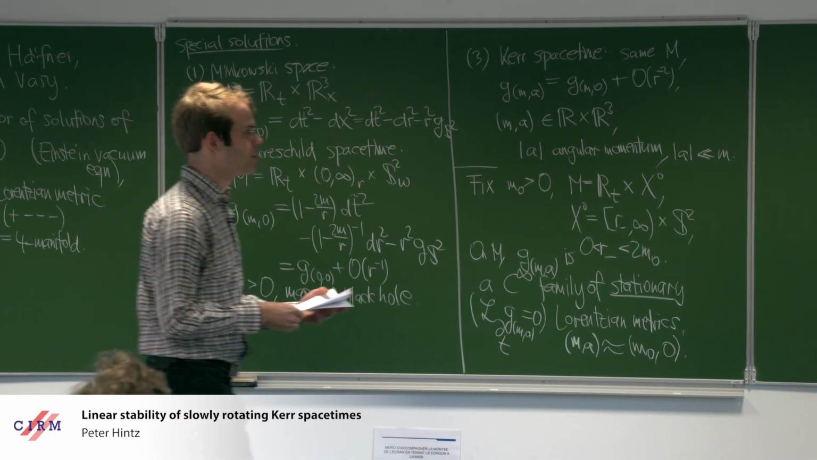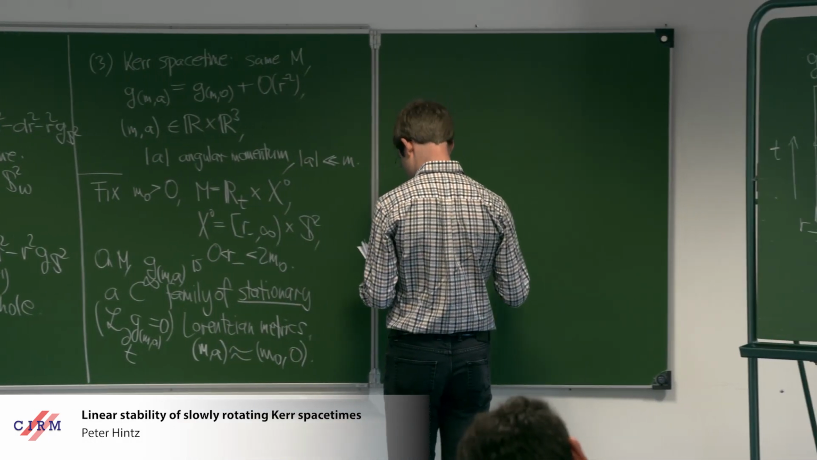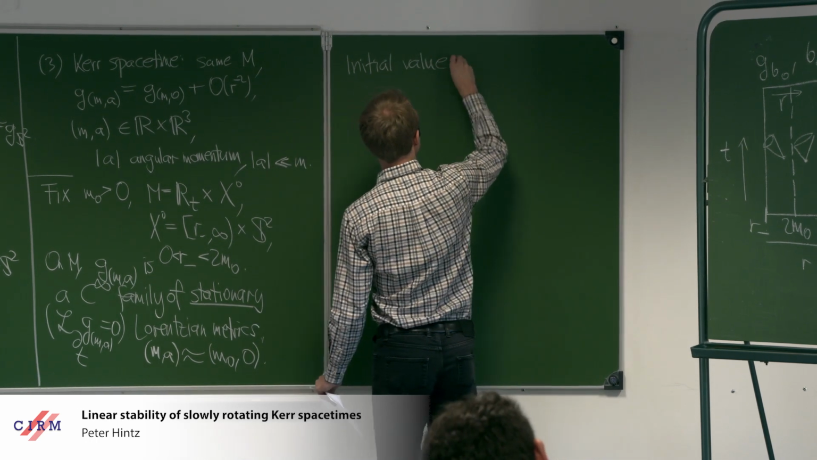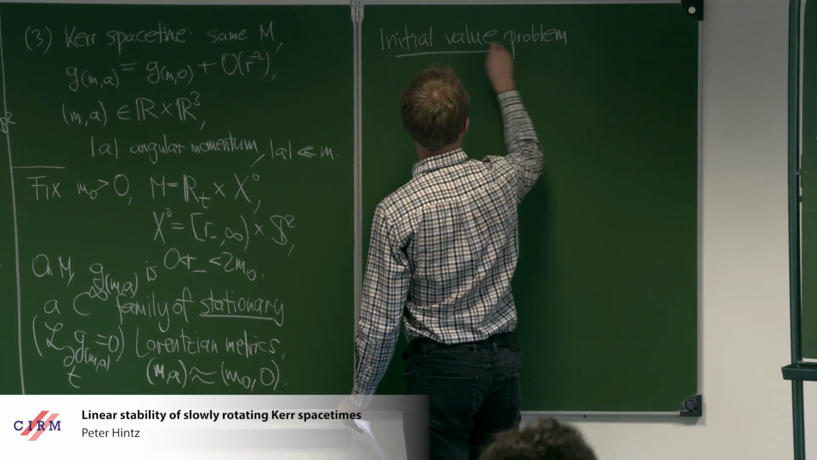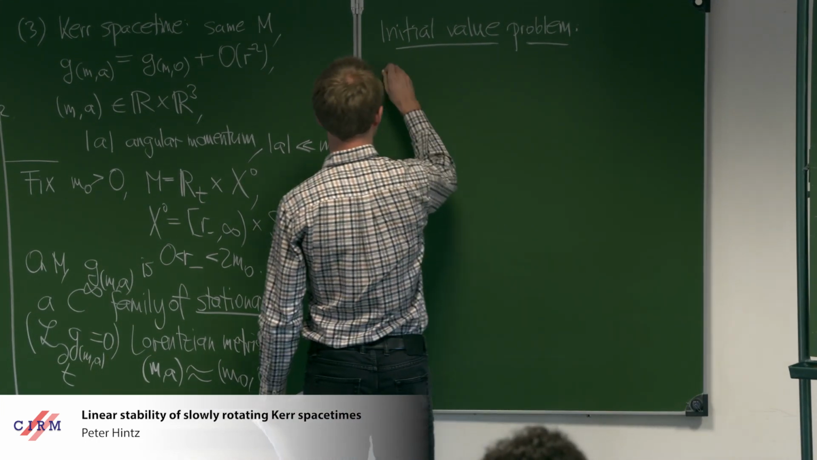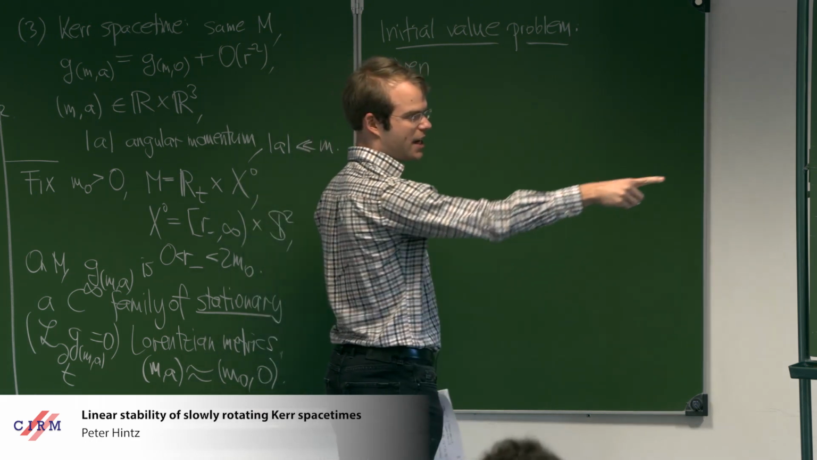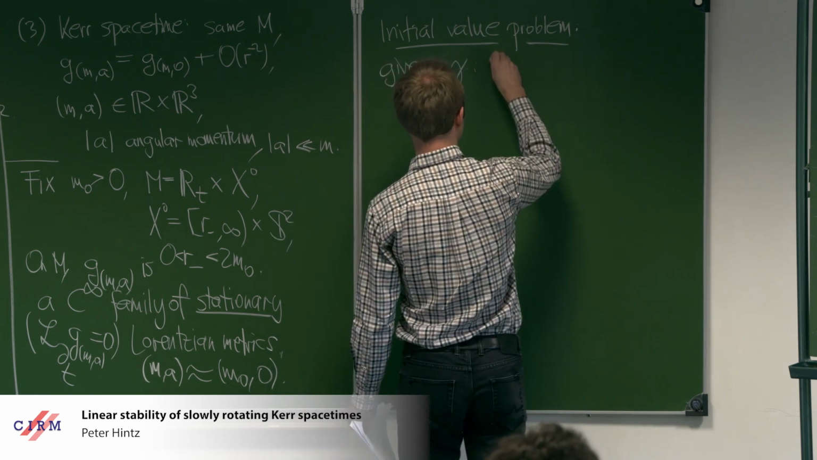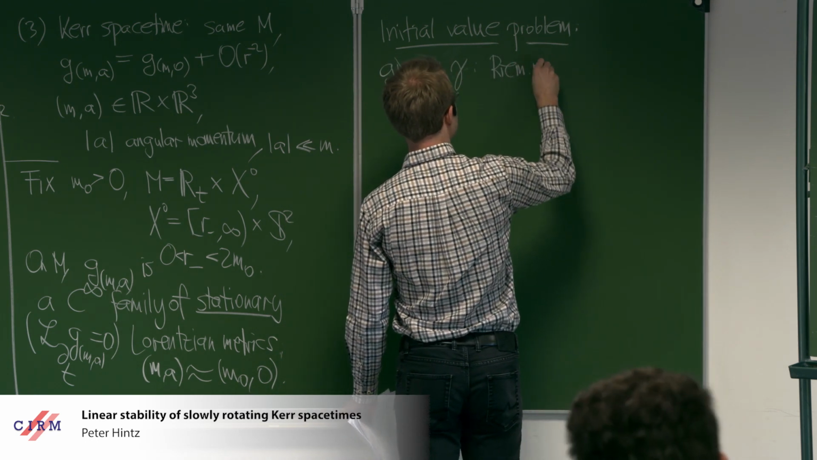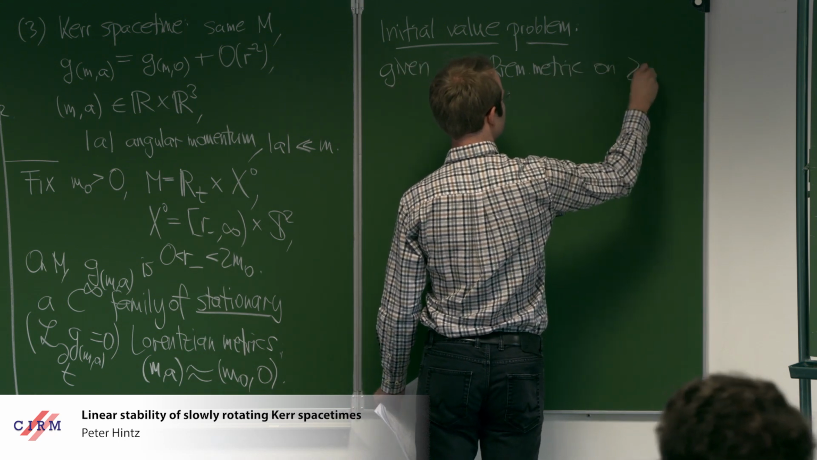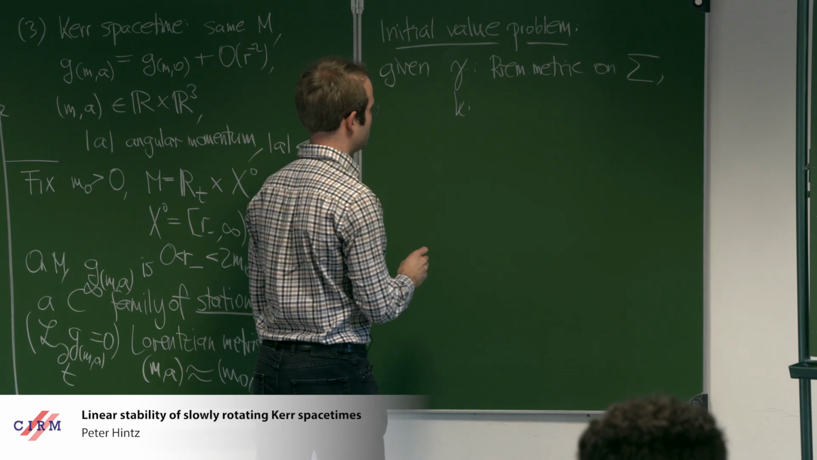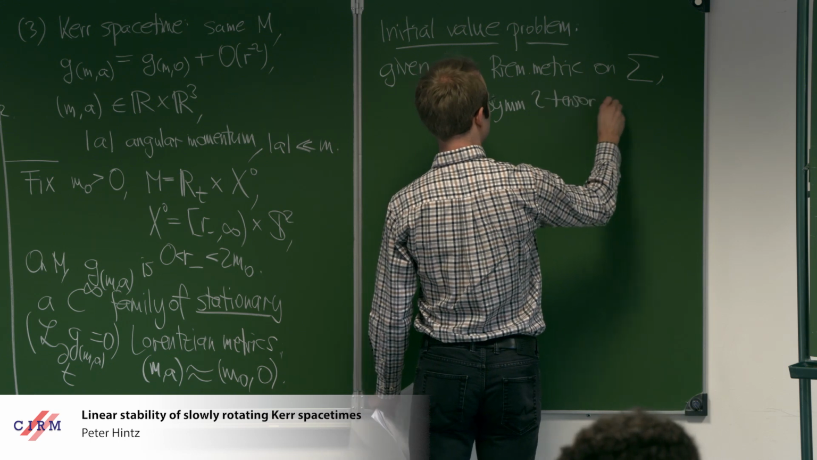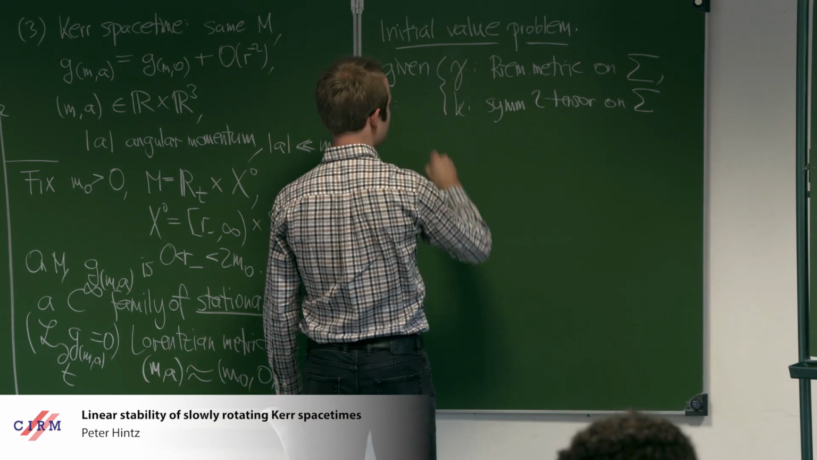So to give this a little bit more substance from the point of view of the Einstein vacuum equation, let me just remind you of the initial value problem. It takes the following form. You're given two pieces of data at this initial moment in time. You're given gamma, which is a Riemannian metric on sigma, and you're given another symmetric 2 tensor K. So these are the two data.